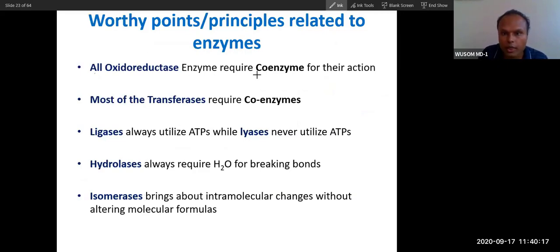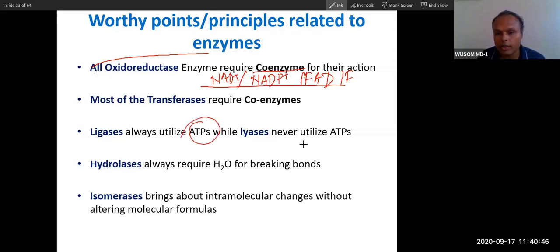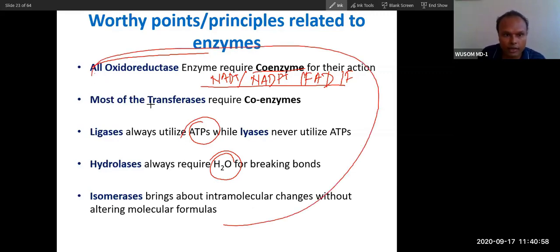Oxidoreductases always utilize coenzymes. Generally, you will see NAD, NADP, FAD, FMN. These cofactors oxidoreductases will utilize. Remember this. Most transferases also utilize coenzymes. Ligases always utilize ATP. That is a very important point. Lyases never utilize ATP. That is the difference between ligases and lyases. Hydrolases always utilize water to break the bond. Isomerases bring about intramolecular changes. These are the very important points that I have given here on one slide.